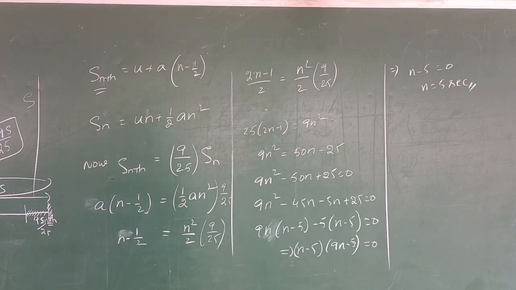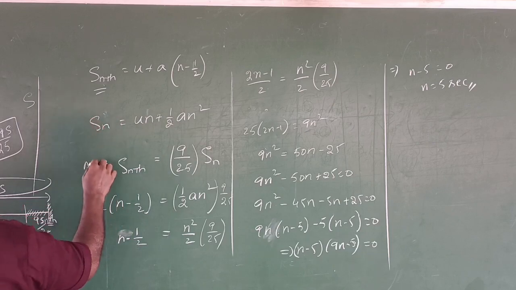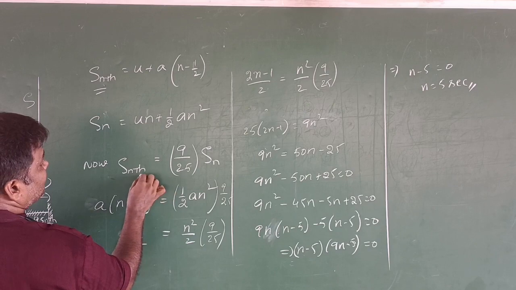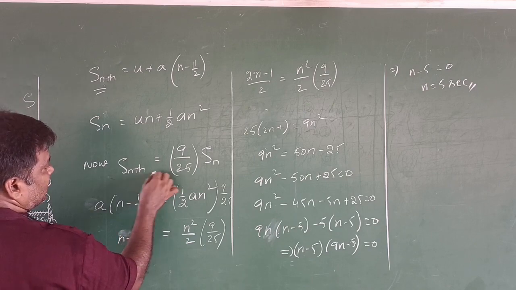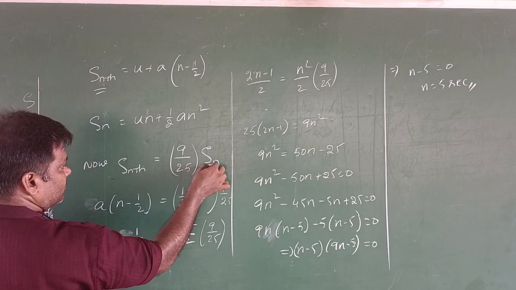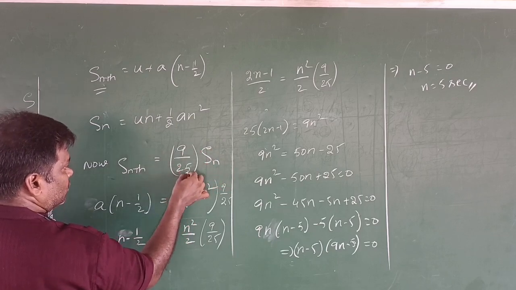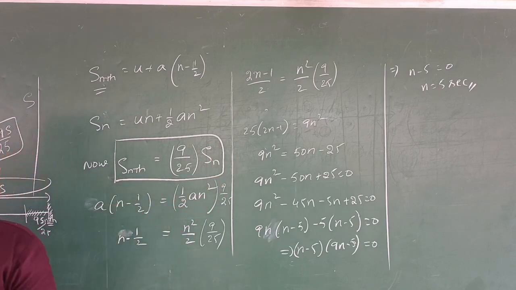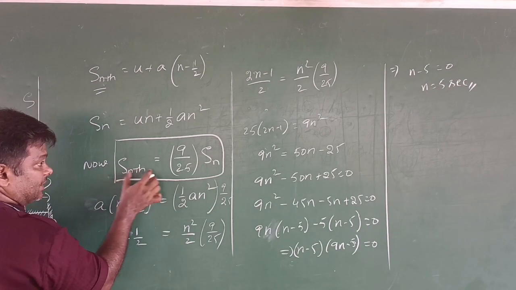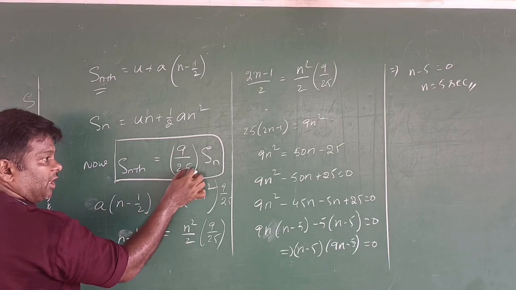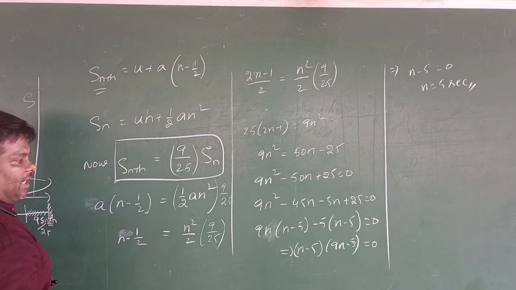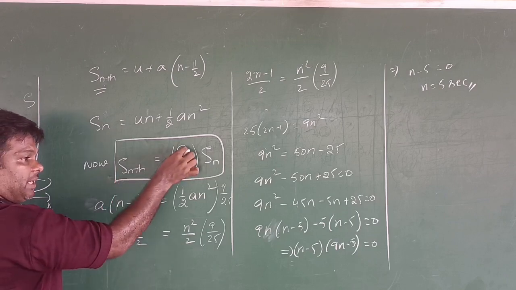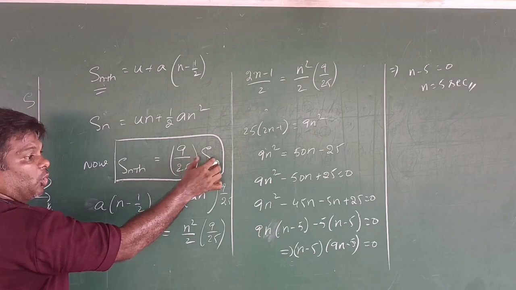Then we got the two equations and you just do this. S nth is equal to the distance covered in total time into 9 by 25. This is what we need to understand. In the last second of its journey, it covers 9 by 25th of its whole distance.